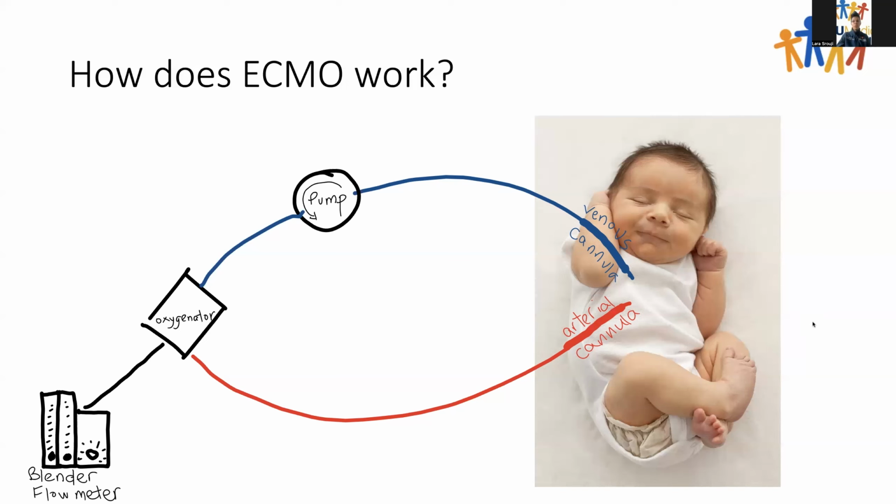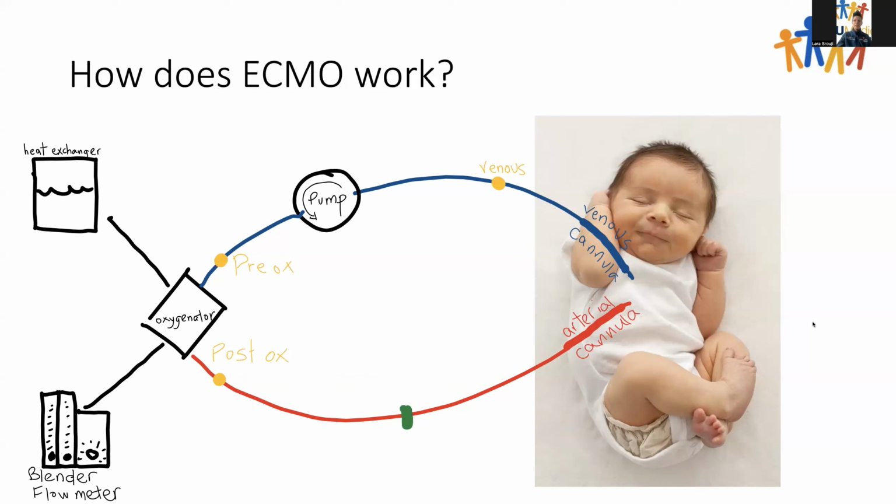We can control the sweep gas flow from 0 to 10 liters. This is what controls how much gas flows through the oxygenator. The higher the flow, the more gas exchange occurs, and specifically, the more CO2 is removed from the blood. There's a heat exchanger that warms or cools the patient to maintain normothermia.